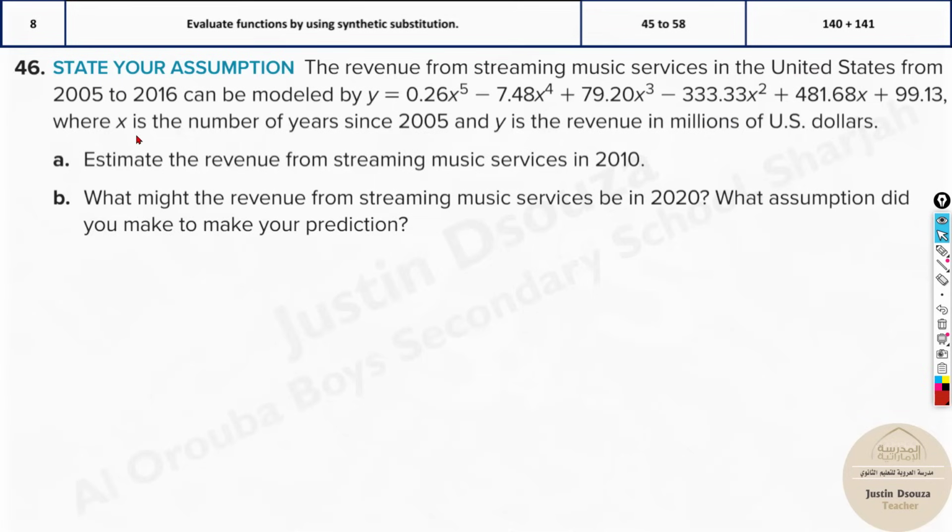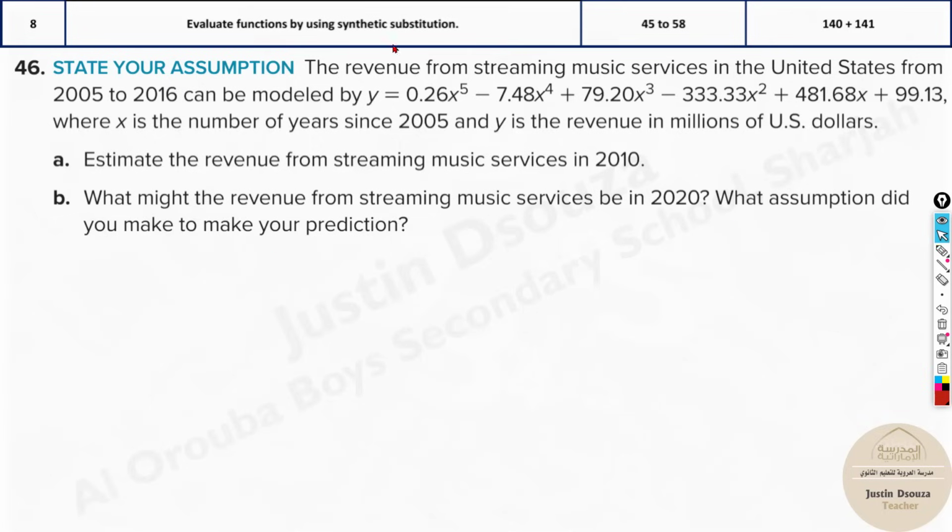It's a long one, where X is the number of years since 2005 and Y is the revenue in millions of US dollars. Estimate the revenue for the streaming music service in 2010 and what might be the revenue for streaming in 2020. What assumption did you make to make your prediction?